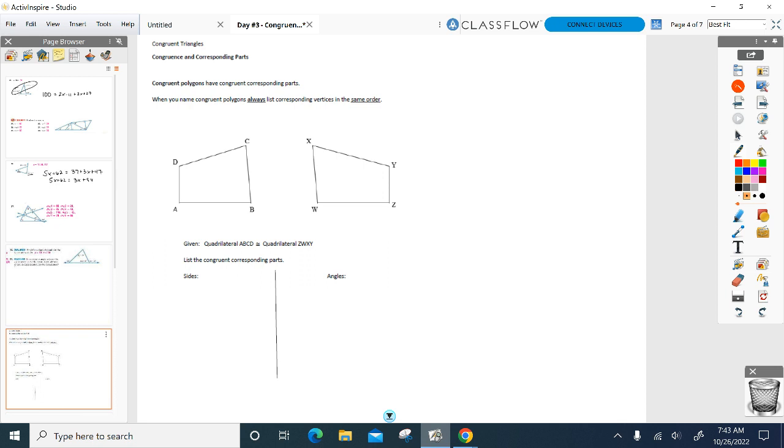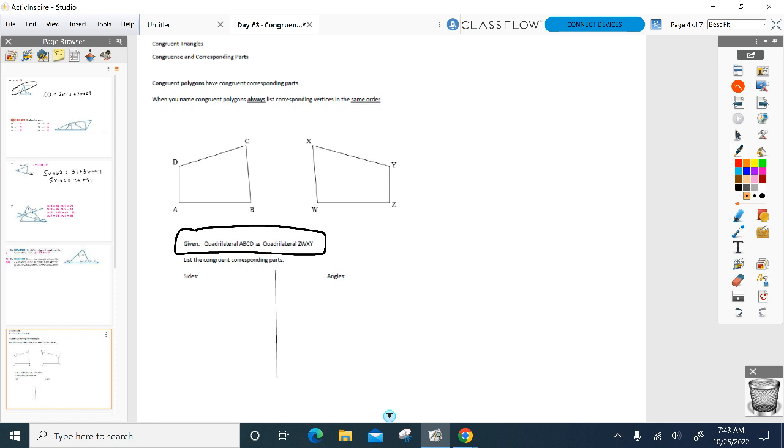Here's basically the definition of two polygons that are congruent. They have the same shape and they have the same size. Same shape, same size. If you look at these two quadrilaterals I've given you, I'm telling you that they are congruent to each other. What's that mean? They have the same shape, same size.